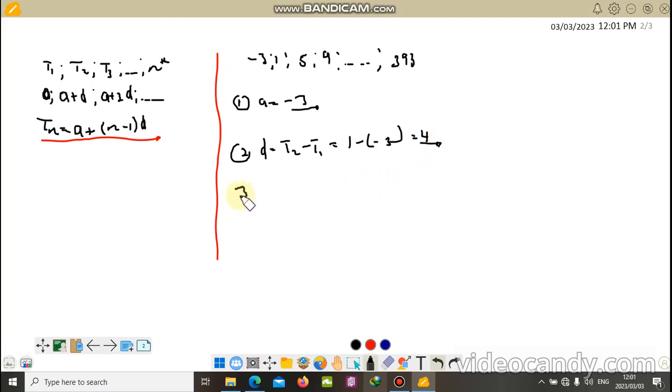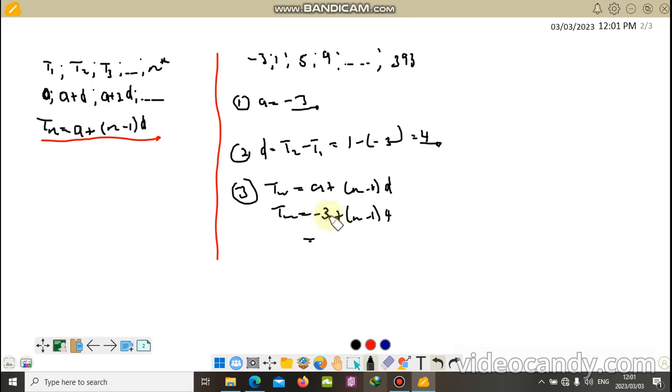So the next part is to write the general equation. This is the general equation. So Tn is equal to a plus n minus 1 times d, right? I'm just going to substitute that. So Tn equals a, which is -3, plus n minus 1 times 4. Let's simplify it further.